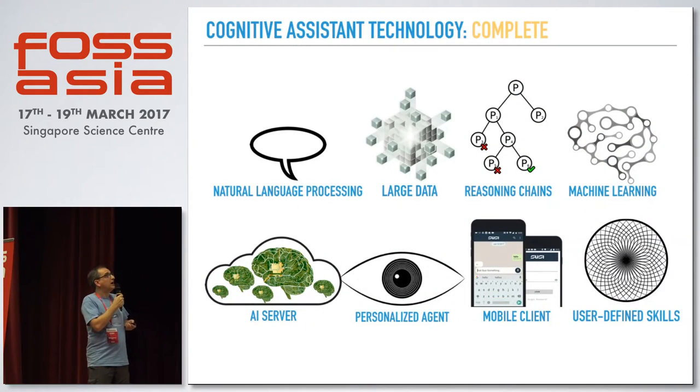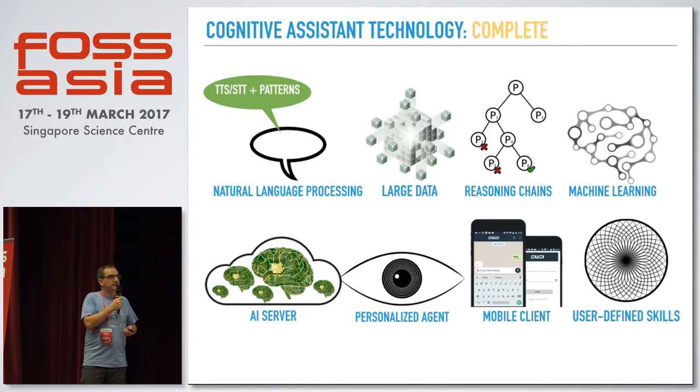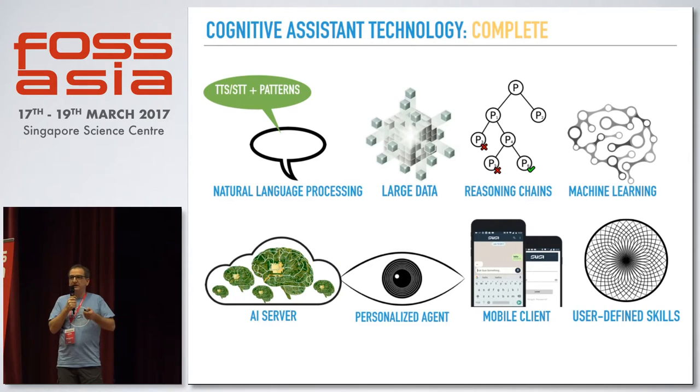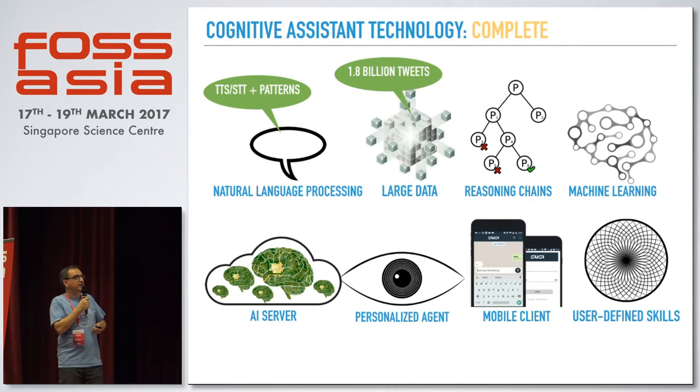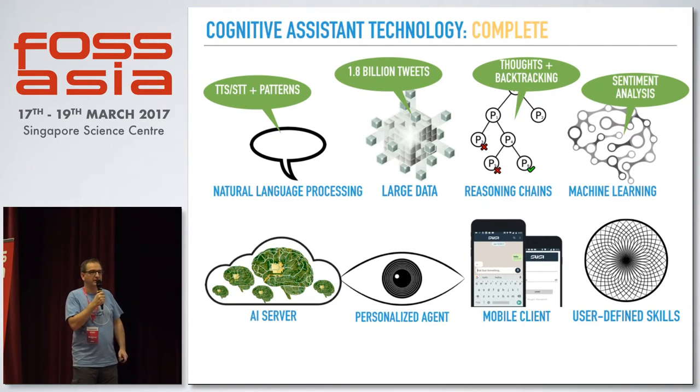So for cognitive assistance, what do we have here? We have text-to-speech and speech-to-text in our Android client and pattern matching for natural language processing. Not a sophisticated method, but one that's easy to implement and that you can use. We have 1.8 billion tweets, which we use to create answers from our log-log harvester. We have thoughts and backtracking, which create some kind of reasoning chains. And we have sentiment analyzers for the categories of tweets.